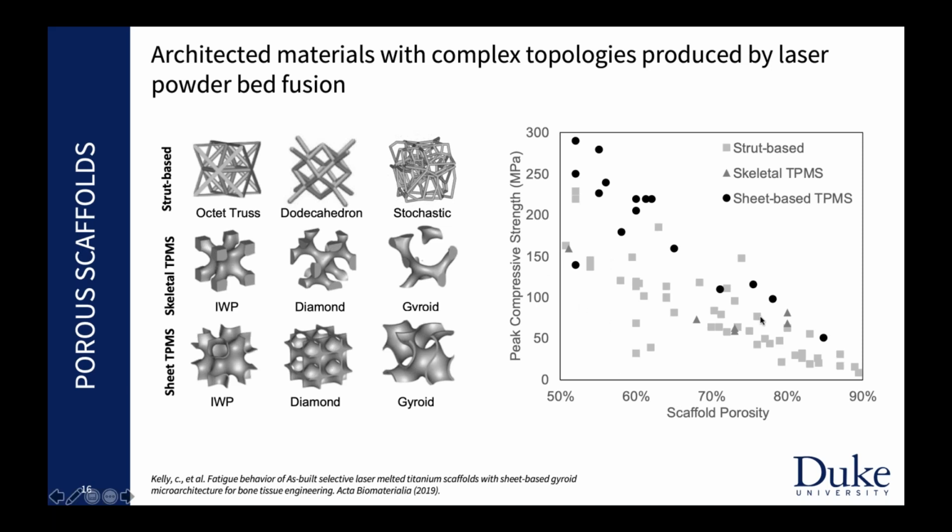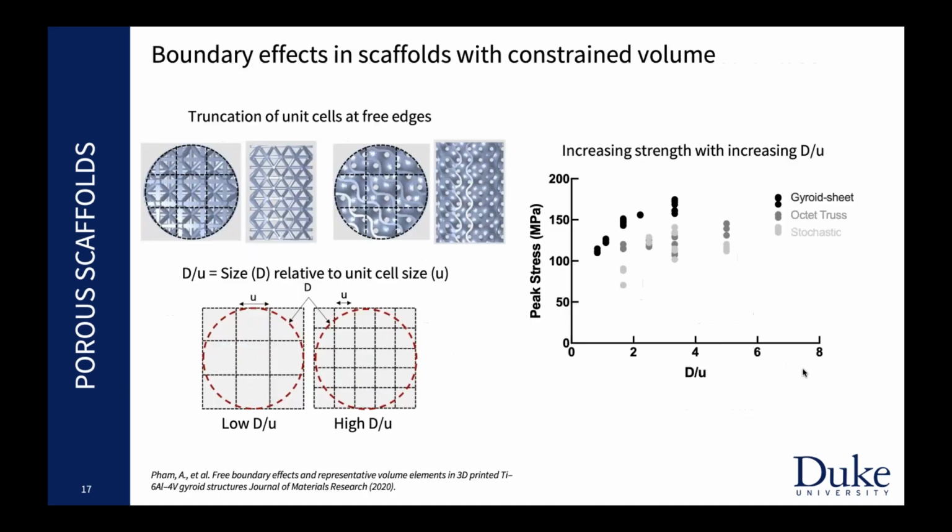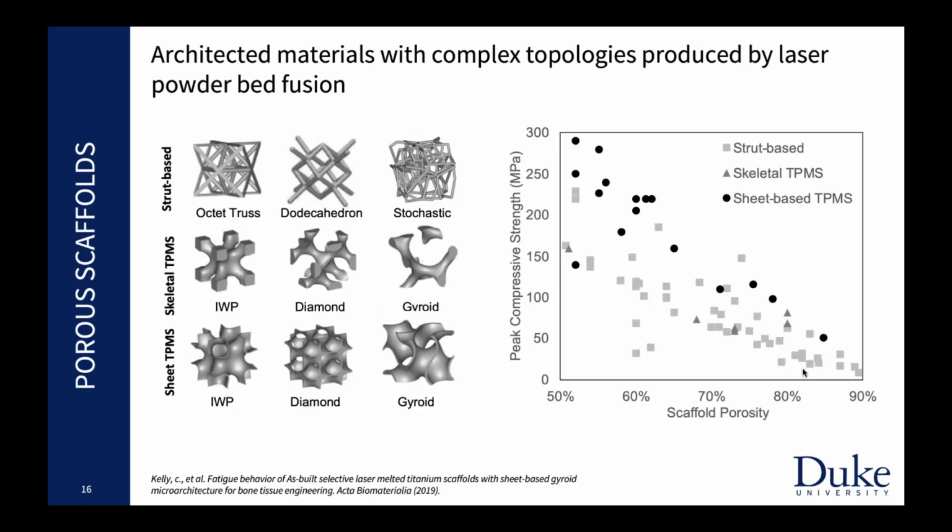But the other thing, minus a couple outliers, we started noticing is that these sheet-based structures for the same porosity have a lot better compressive strength. And a lot of implants in the body rely on the compressive strength of these. And we've really started to try to understand a lot of that effect and why that is.